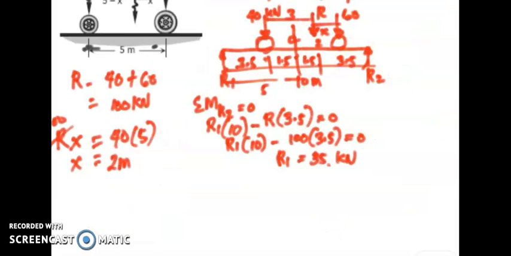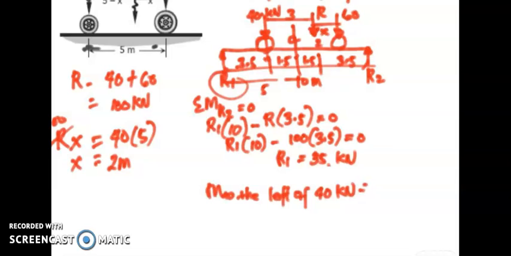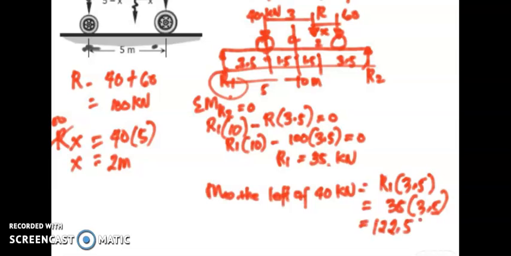Now let us identify the moment to the left of the 40 kilonewton. So if this is 40 kilonewton, to the left of that, we have our R sub 1. So this will be our reference point, which is at 40. So therefore, the moment to the left of 40 kilonewton is equal to R1 times the distance towards 40, which is 3.5. So this is 35 times 3.5. So it gives us 122.5 kilonewton meter.